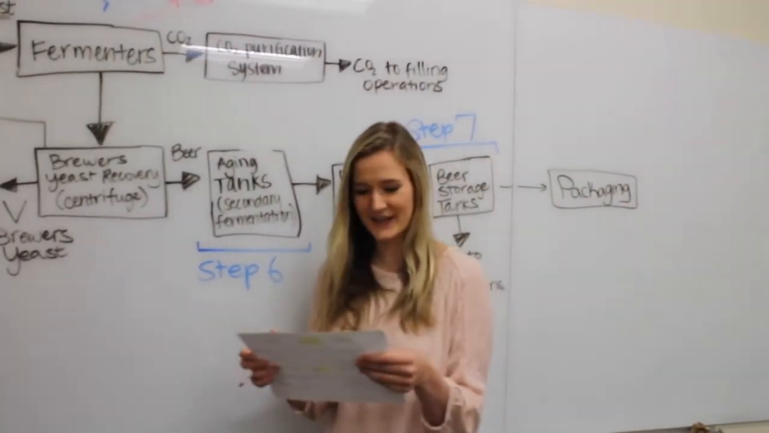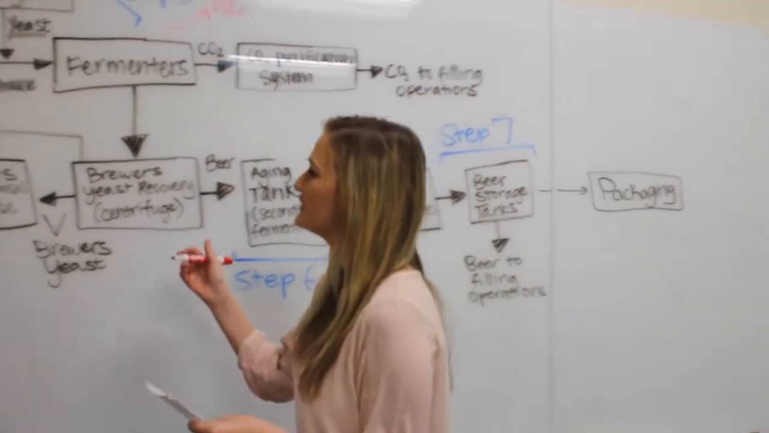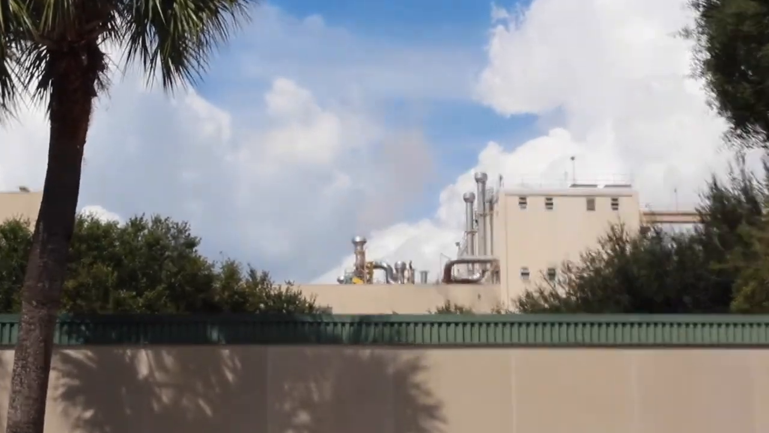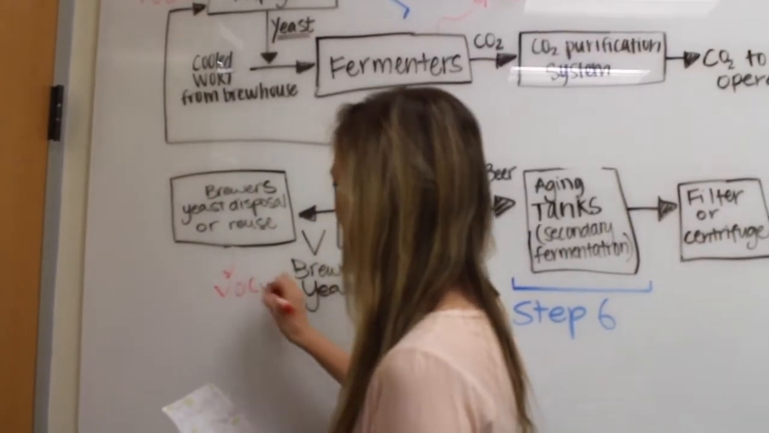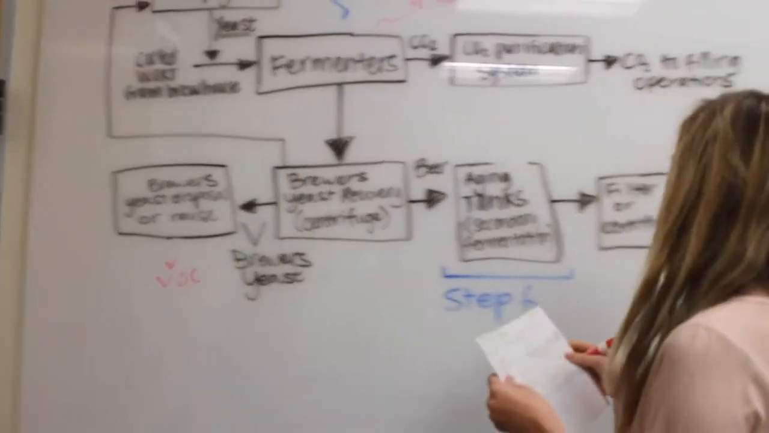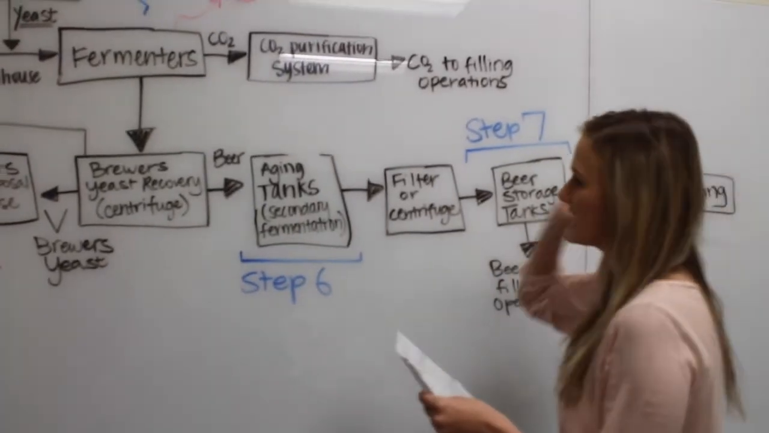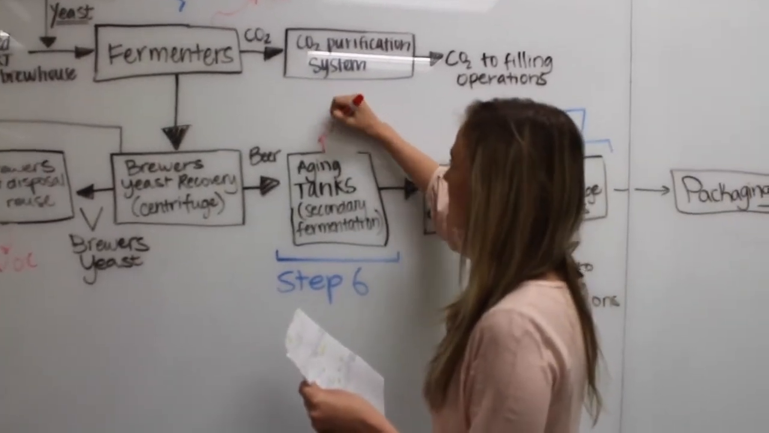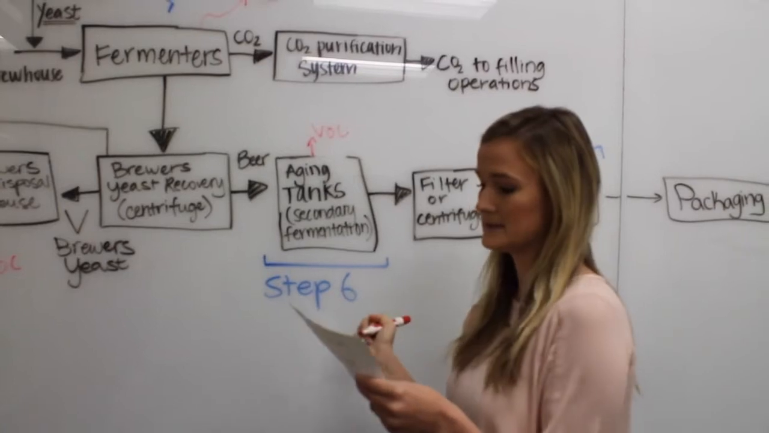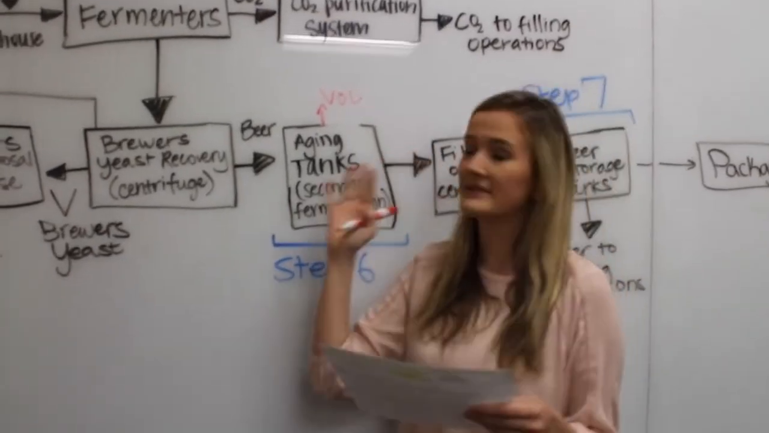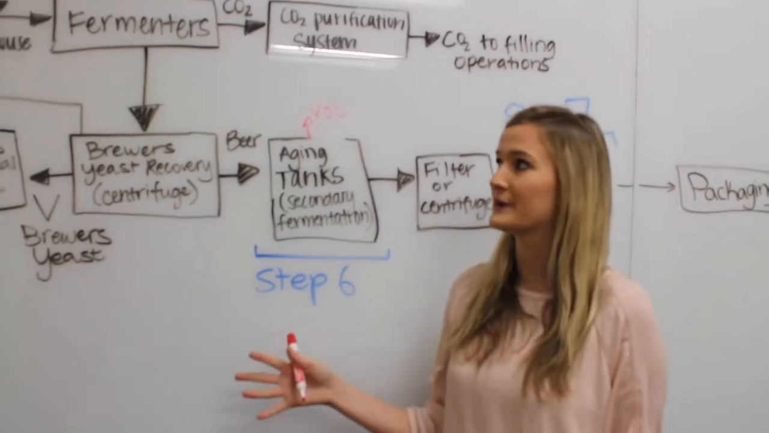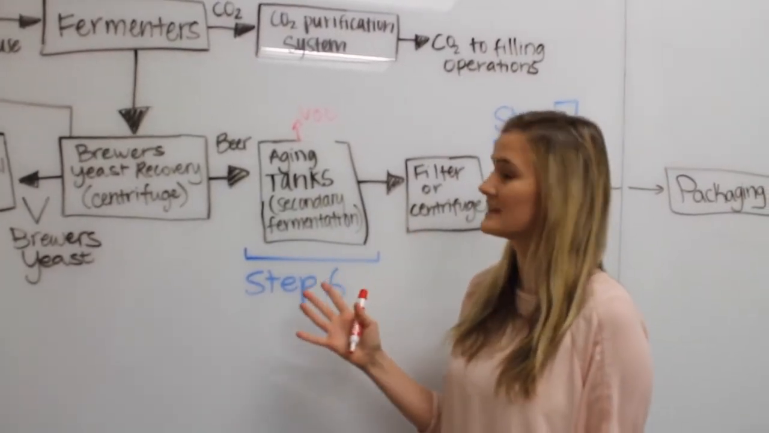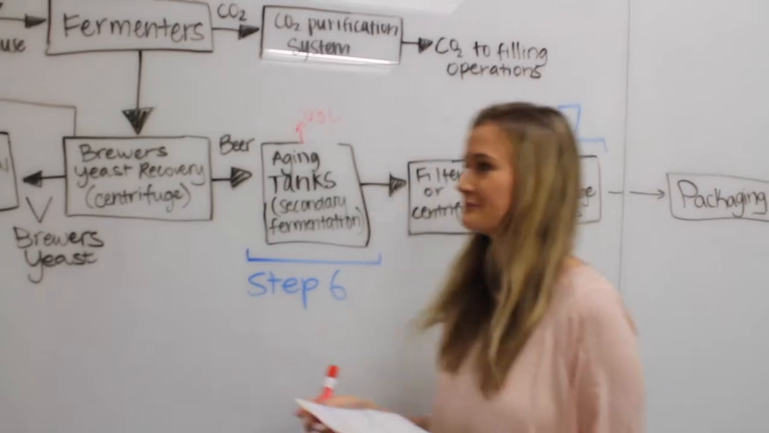So some of the emissions that come from this step are during the brewer's yeast disposal or reuse. We see VOC emissions from this step. And then from the aging tanks and secondary fermentation, we yet again see VOC emissions. And the main VOCs that are being produced are ethanol. Throughout the whole brewing process, whenever there's a VOC produced, mainly we're talking about ethanol.